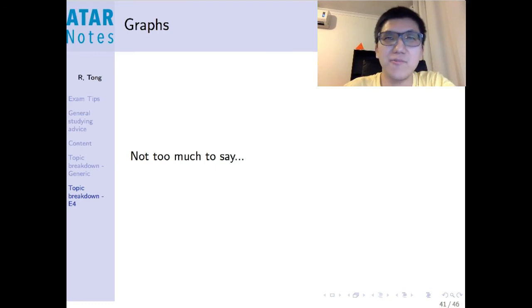Graphs. Not so much for me to say, because graphs is literally just the same thing over and over again. If you know how to do graphs and you're just aiming for an E3, then pretty much there's not really much for me to say. The only thing that I might think is worth mentioning is, say, if you wanted to find the domain and range of sine inverse of e to the x, that might be something that's a bit more challenging, but that's pretty much the furthest extent that I would know of.